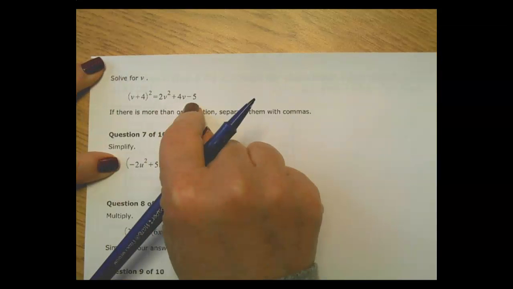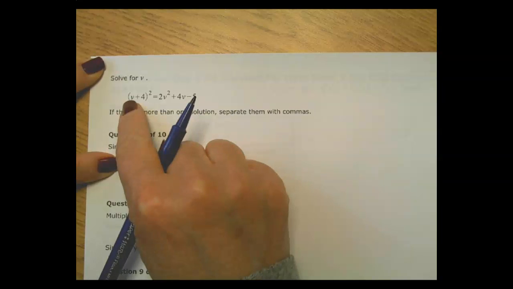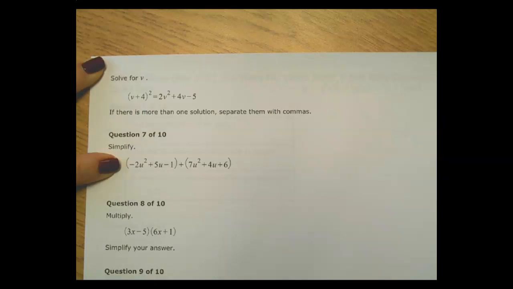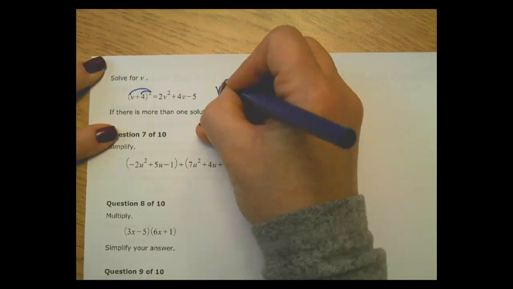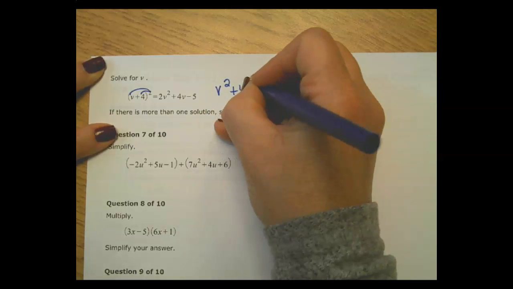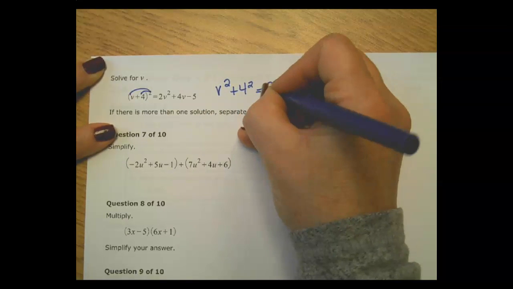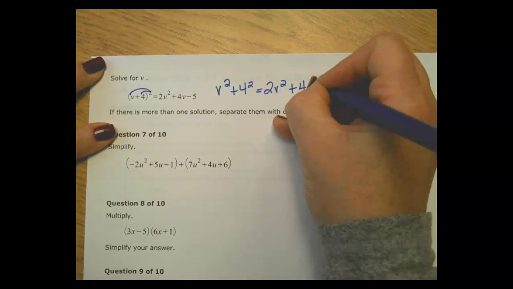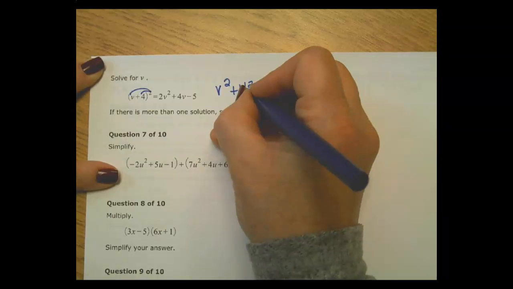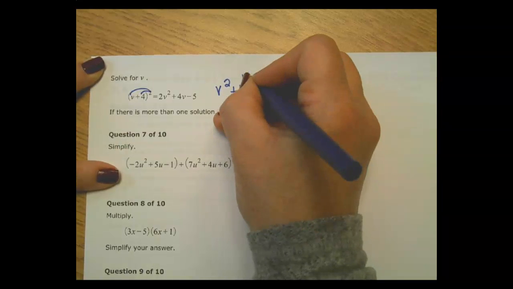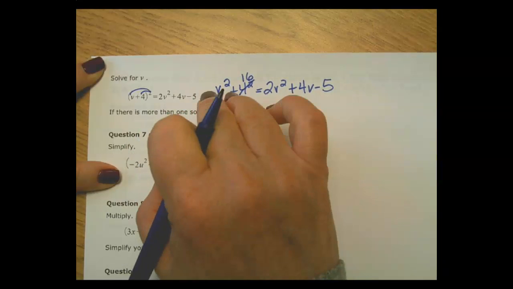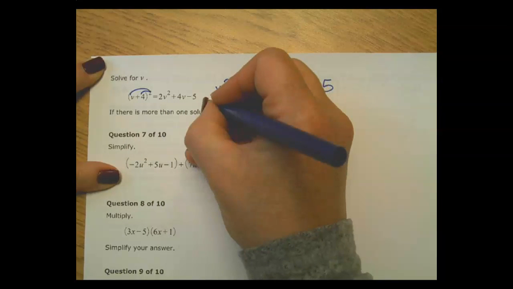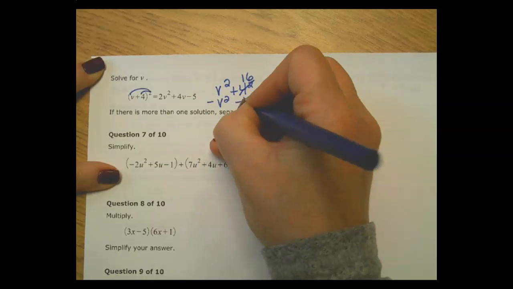I'm looking at this, and I'm going to simplify this. So a couple ways to do this. I'm going to distribute that guy. So I end up with v squared plus 4 to the second power. I'm just going to leave it like that. Equals 2v squared plus 4v minus 5. Okay. 4 to the second power is 16. So I'll go ahead and do that. We need to get everything on the same side of the equation. Now, it doesn't matter which side, so I'm going to send all of this over here. So I'm going to subtract v squared and then subtract the 16.